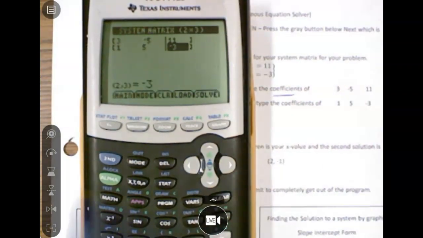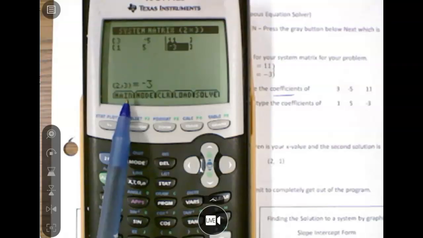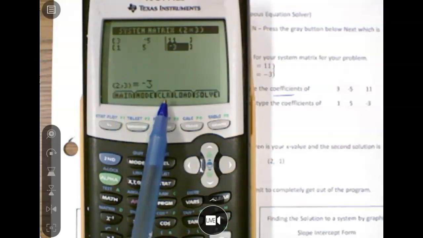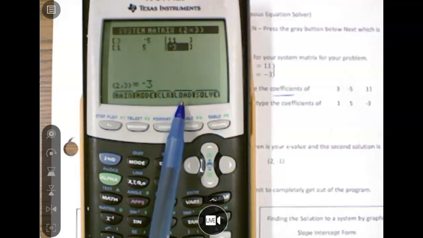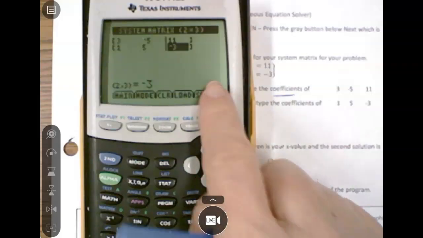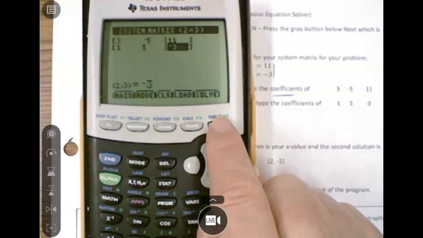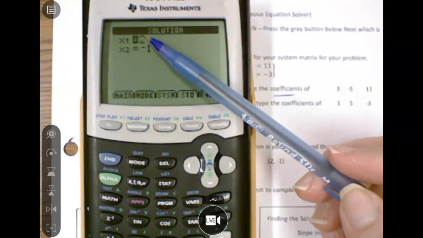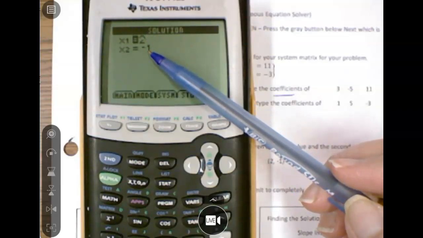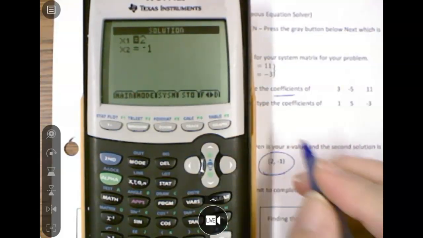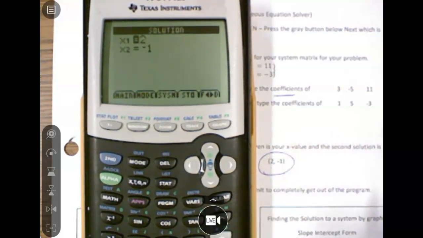So if you look again, this is the main menu. Mode we're never going to mess with. This CLR represents clear. Load you're never going to mess with. And here is solve. But remember, it's not a touch screen, so you're going to hit the button right below it. Solve. X1 represents X. X2 represents Y. So your ordered pair will now be 2, -1, and you will write that down.